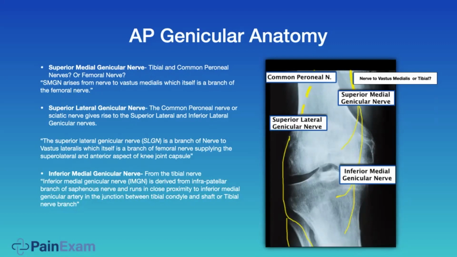So landmarks: superior medial genicular nerve, inferior medial genicular nerve, and the superior lateral genicular nerve. These are the three nerves we target, but there are more genicular nerves. And the CPT code is 64454 if you get all three nerves. If you do not get all three, then modify with a 52.